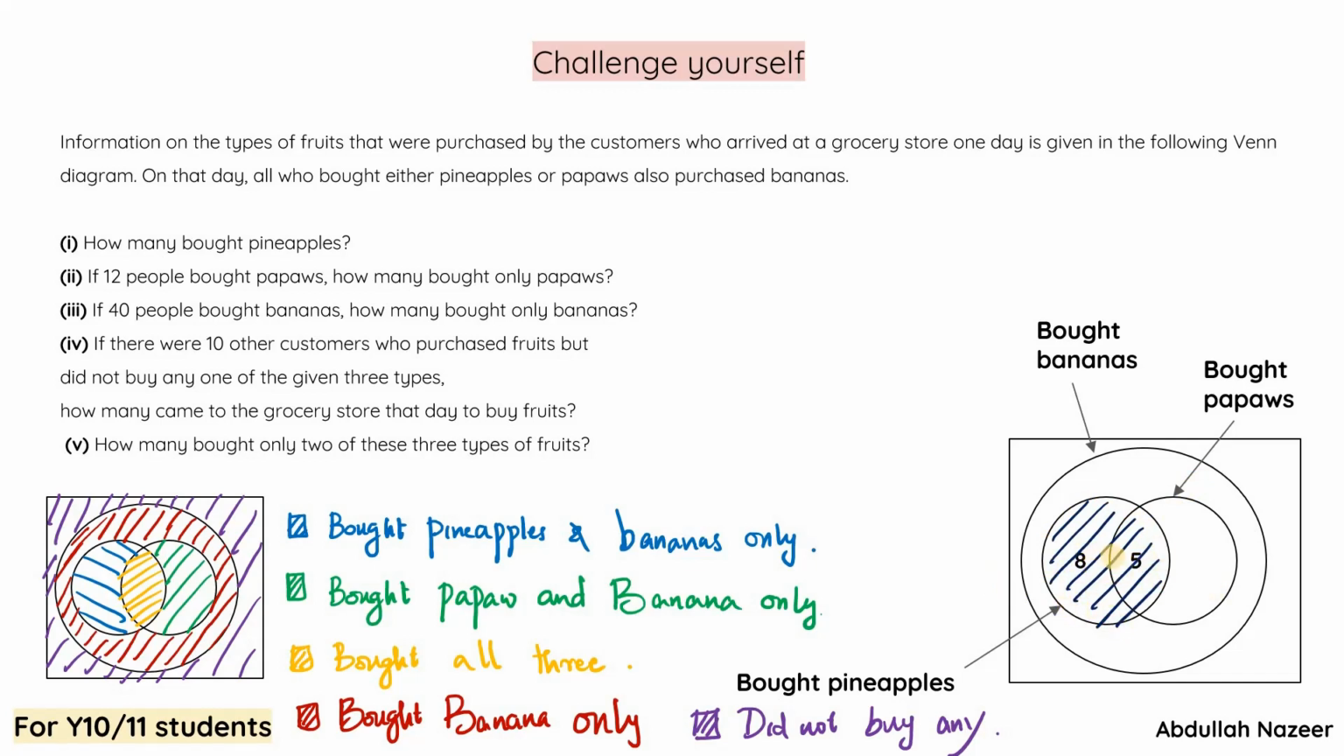So the total number of people who bought pineapples is 8 plus 5, which is 13. Now in the second question they ask, if 12 people bought papos, how many bought only papos?